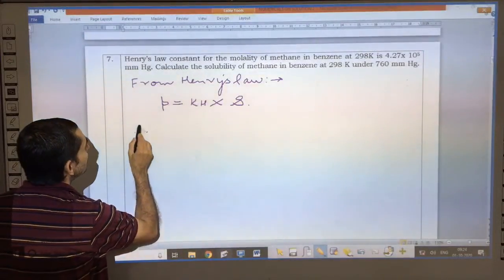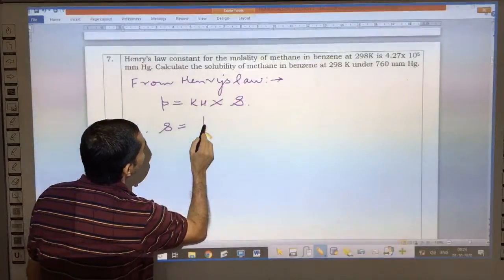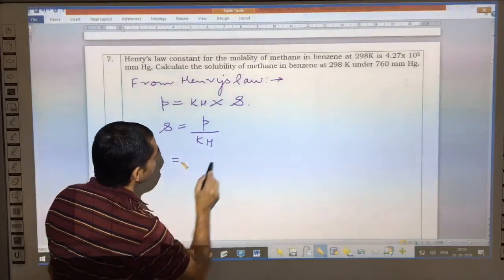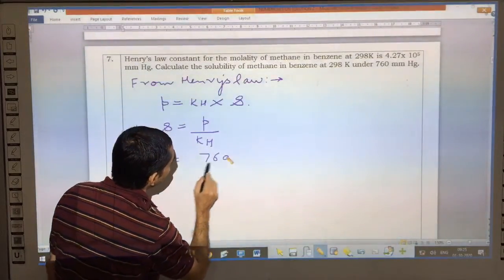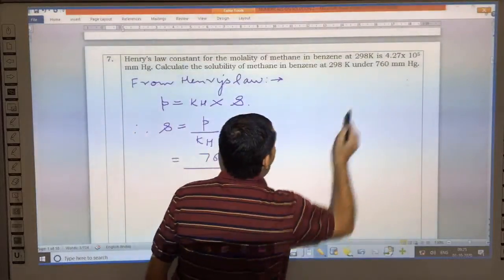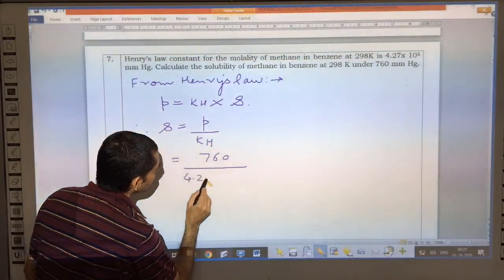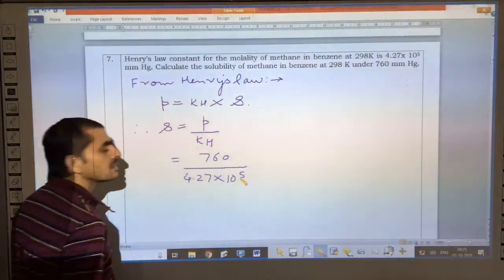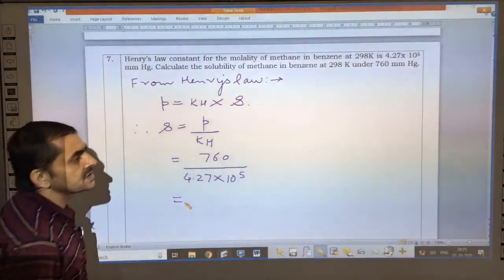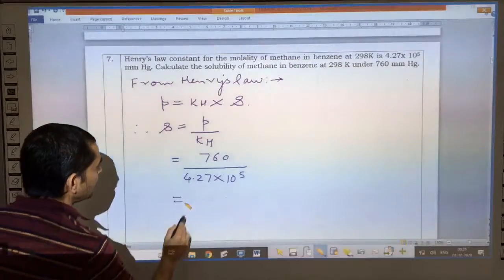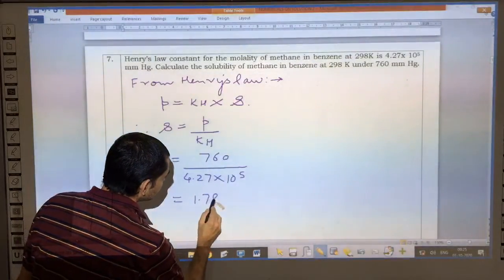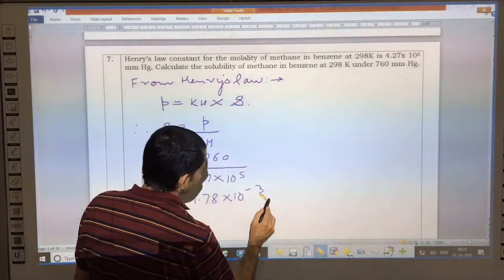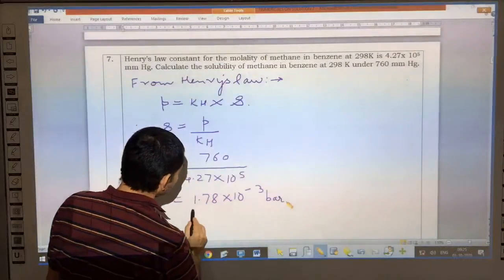Solubility. Therefore, solubility will be equal to P upon Kh, partial pressure upon Henry's constant. What is the partial pressure? 760. And the value of Kh is given, 4.27 into 10 to the power 5. You solve it, you will get the solubility. So the solubility is coming to be 1.78 into 10 to the power minus 3 bar. This is solubility.